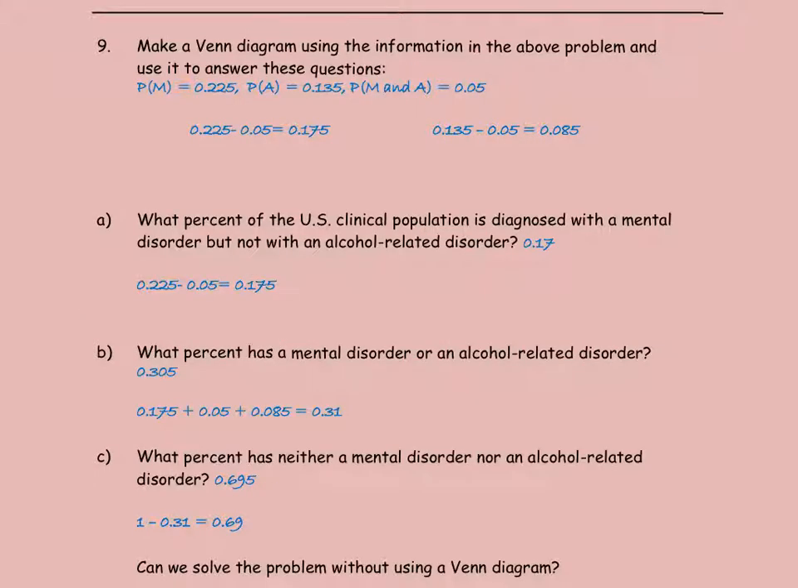Now this is the same question from the previous slide. Probability that someone has mental disorder is 0.225, probability that they have the alcohol-related disorder is 0.135, and the probability that they have both is 0.05. So we first use a Venn diagram to solve this problem. So let's just draw the Venn diagram.